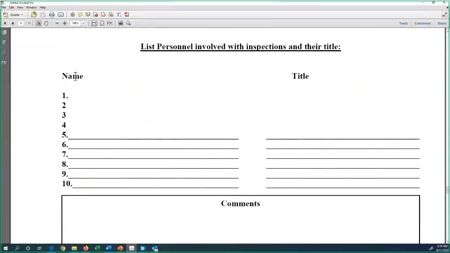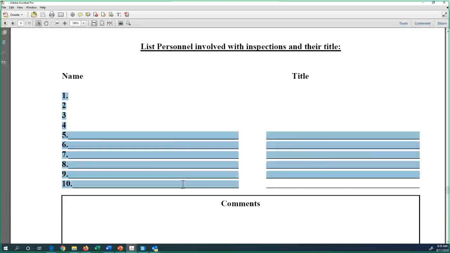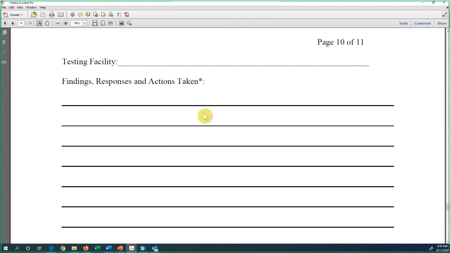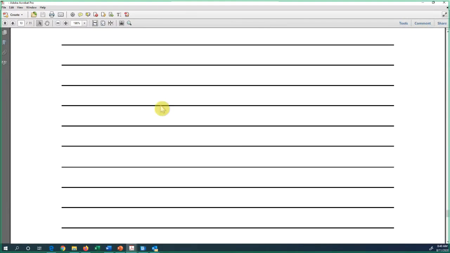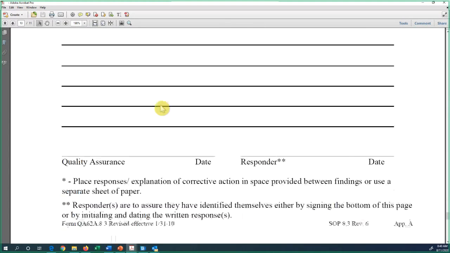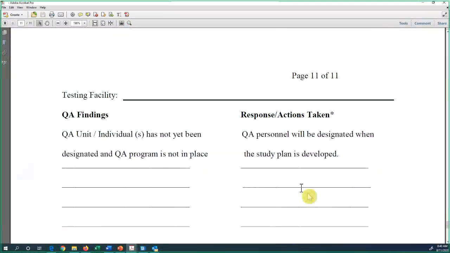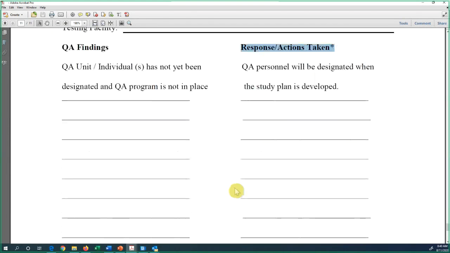Then, okay, who is there? Write down all the names and what the findings are and the answers. So the study director or the lab director or even the field research director will respond. Okay, this is a response. This is a QA finding.